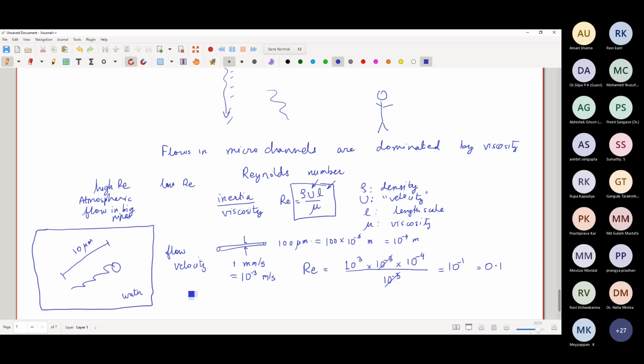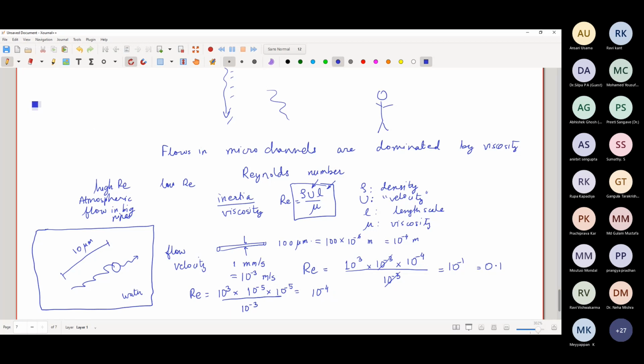So what is the Reynolds number for this kind of flow? So the density of water is again 10 to the power 3. The velocity will now be tens of micrometer per second, so 10 to the power minus 5, times the length. So the length scale is 10 micrometer, so again 10 to the power minus 5, and the viscosity is 10 to the power minus 3. So what is this? So this becomes 10 to the power 6, this 10 to the power minus 10, so this is 10 to the power minus 4. So again this is a very low Reynolds number.